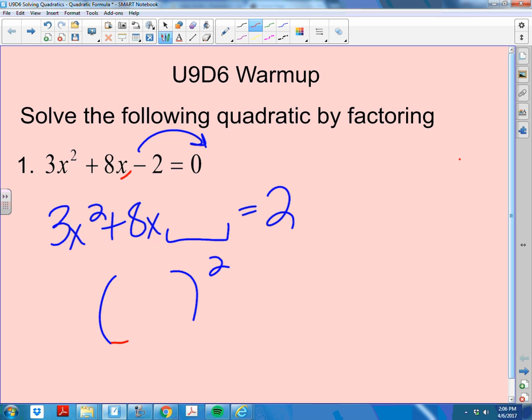Can anybody create for me a number that would go first that would multiply times itself and get you 3x squared? No. Can't do it. You cannot find a number that would multiply times itself to get you 3x squared. In fact, I will tell you guys, for the most part, if the a value is anything other than 1, you cannot use completing the square.